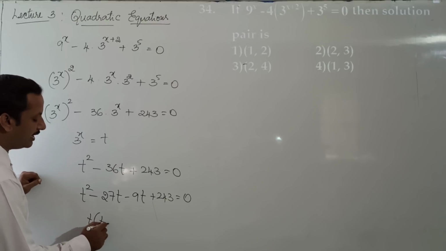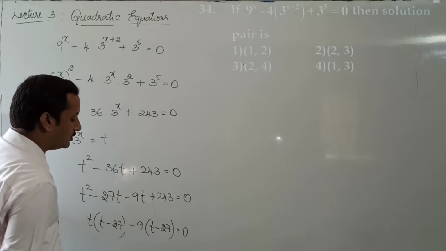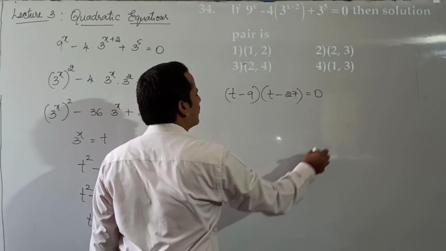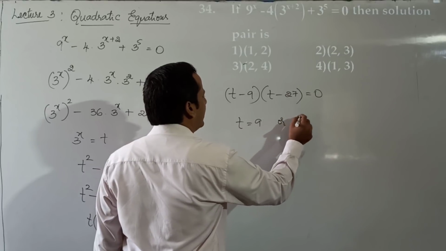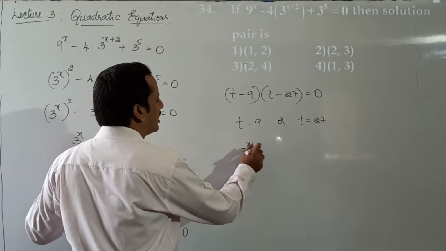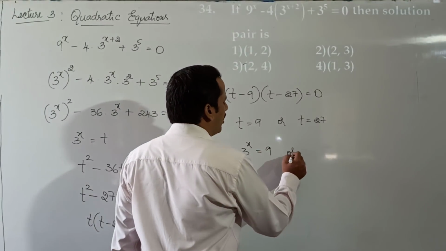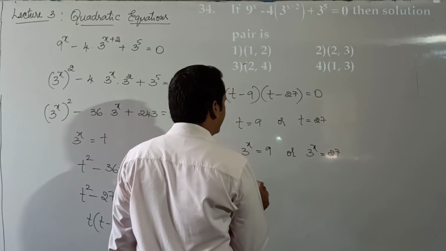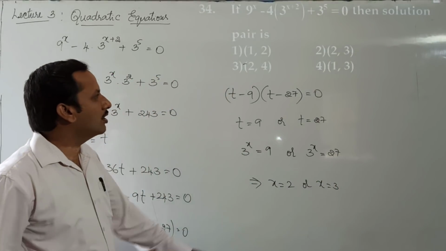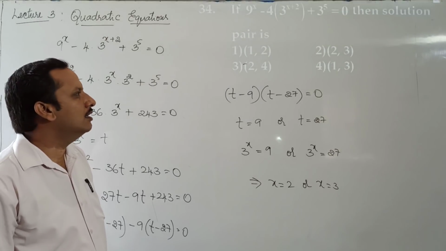So if I take t common, t into t minus 27 minus 9 into t minus 27 is equal to 0. So this will give you t minus 9 into t minus 27 equal to 0, which will imply either t is equal to 9 or t is equal to 27. What is t that you write here? We are not asked to find out what is t, we are asked to find out what is the value of x here. So 3 power x is equal to 9 or 3 power x is equal to 27, which implies that either x equal to 2 or x equal to 3. 2 or 3, second option. That's the answer. This is one way of solving this problem.